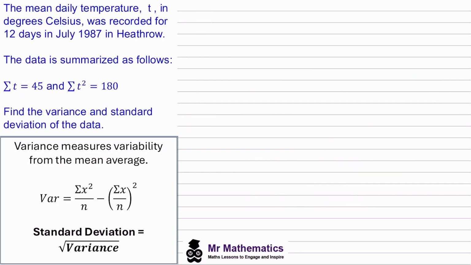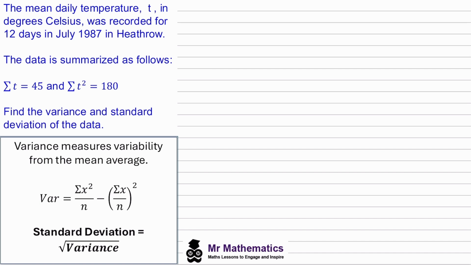In our second question, we're told that the mean daily temperature in degrees Celsius was recorded for 12 days in July 1987 at Heathrow, and the data is summarised as the sum of the t-values is 45, and the sum of t squared is 180. We've been asked to find the variance and the standard deviation using these two formulae. So perhaps you want to try these questions yourself. You can pause the video, and when you come back, we'll go through the worked solution.